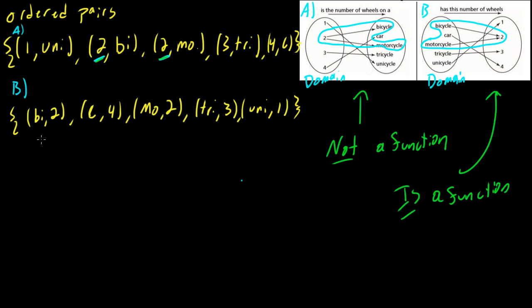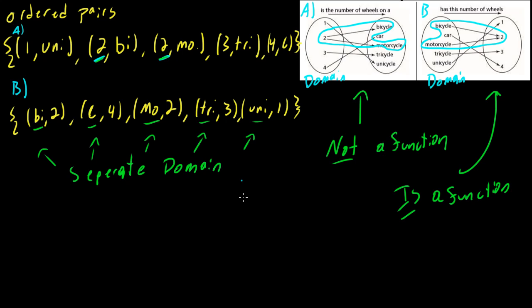And notice in our ordered pair, right? All of our domain values, bicycle, car, motorcycle, tricycle, unicycle, all of these things here are separate. They're all separate domains, or separate domain values, I'll say. Sometimes we use the word unique. They're unique domain values as well. But really what I'm trying to say is there are no repeats.